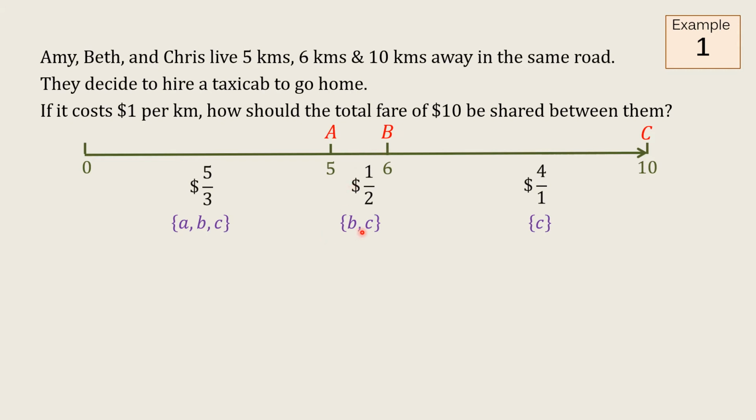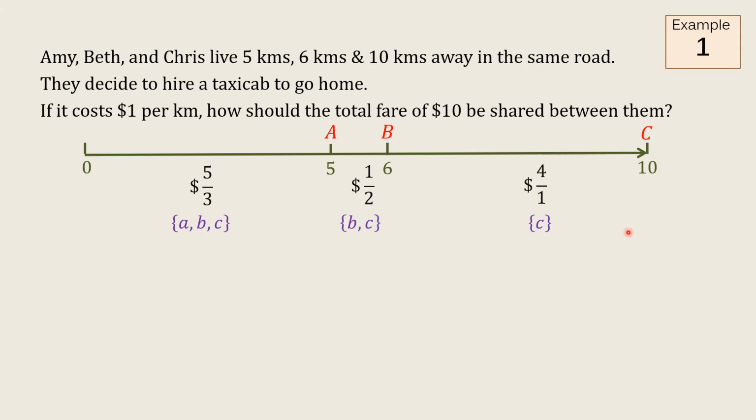the agents are only B and C, and so it's only fair that these two agents, B and C, share the fare of $1 here equally, so that each pays $0.50. Now from B to C, it's only agent C who's in the taxicab, and so only C should bear this fare. So only C should bear this $4 here.